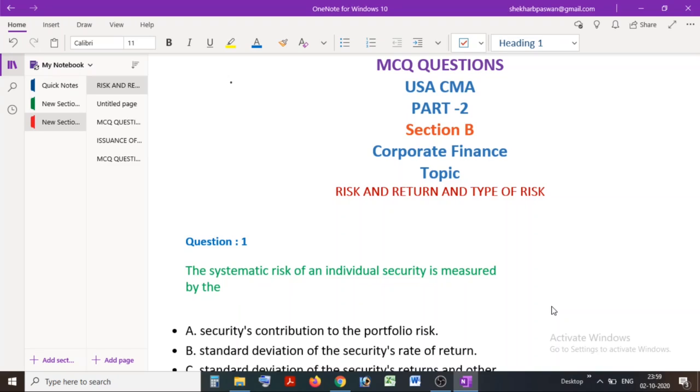Now we are going to do a few MCQs of Section B of Part 2 of USCMA. In this Section B, Corporate Finance, we are going to discuss the topic of risk and return and types of return. So let's see a few questions on this topic of risk and types of risk.